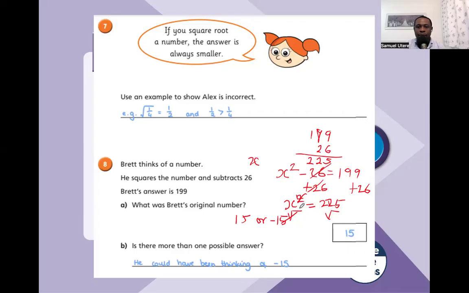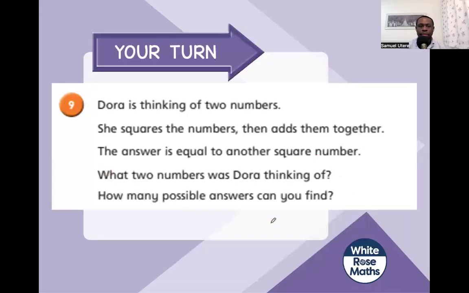So remember, when solving equations, two solutions are possible. Is there more than one possible answer? Yes, he could have been thinking of negative 15, which is what we just discussed here. Pause the video and answer question 9 in 2 minutes.